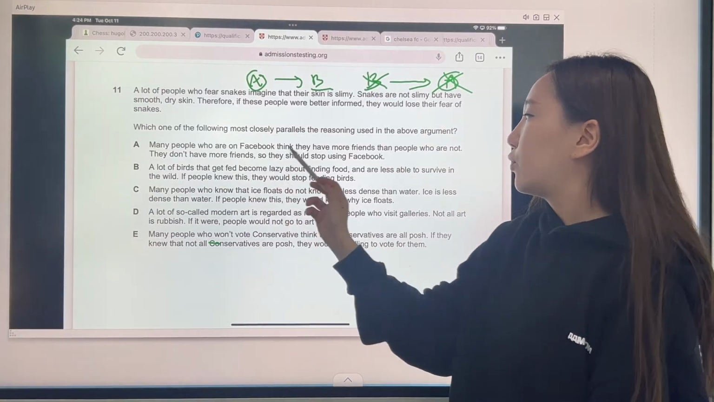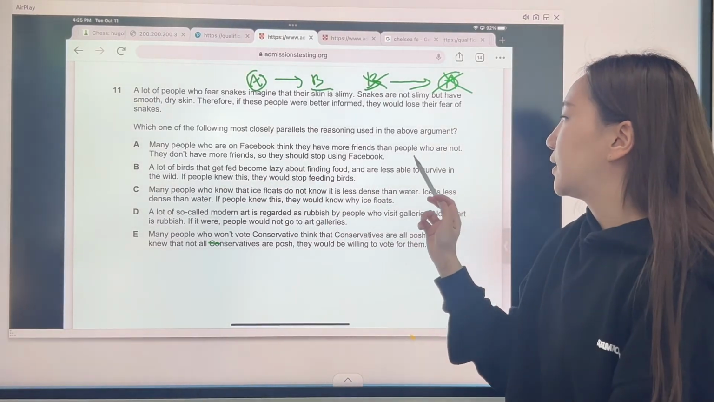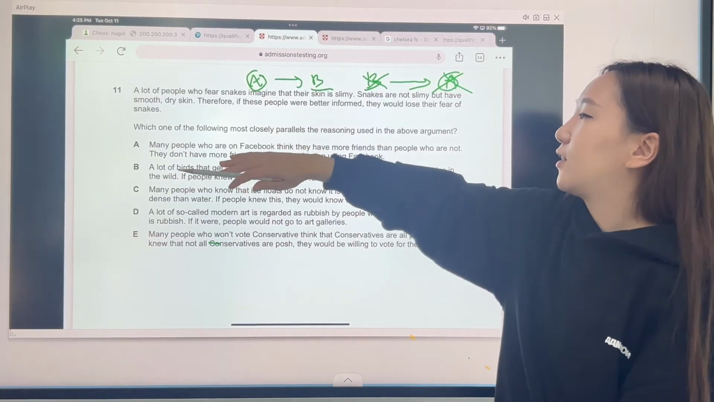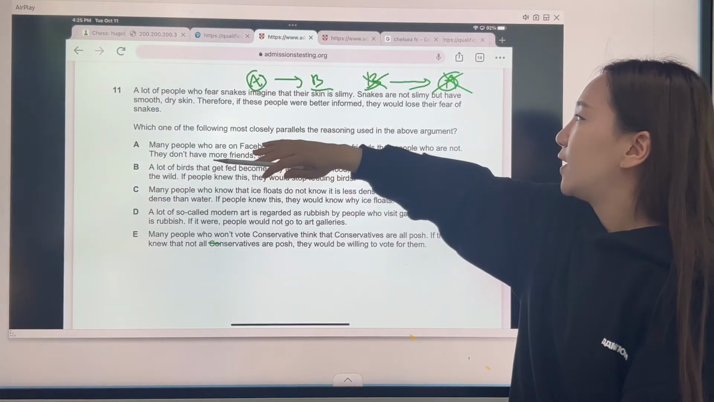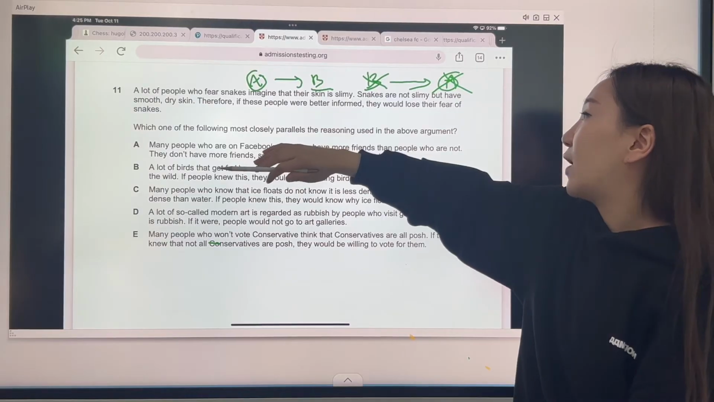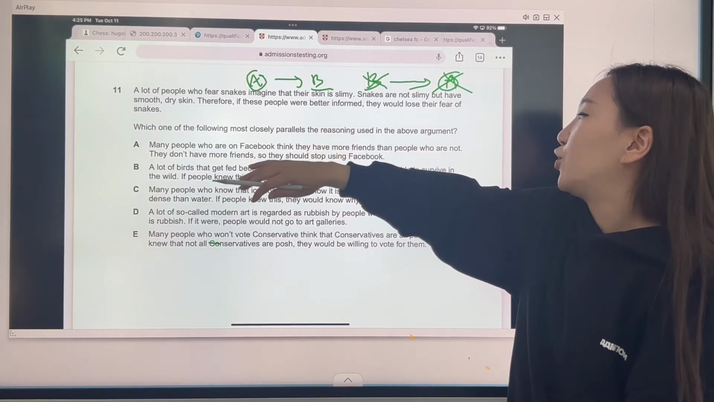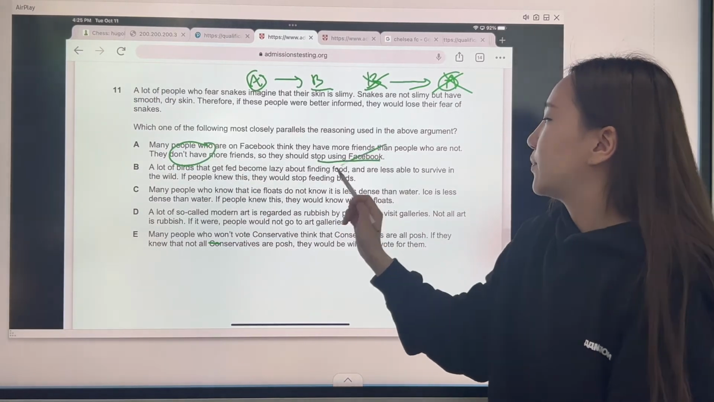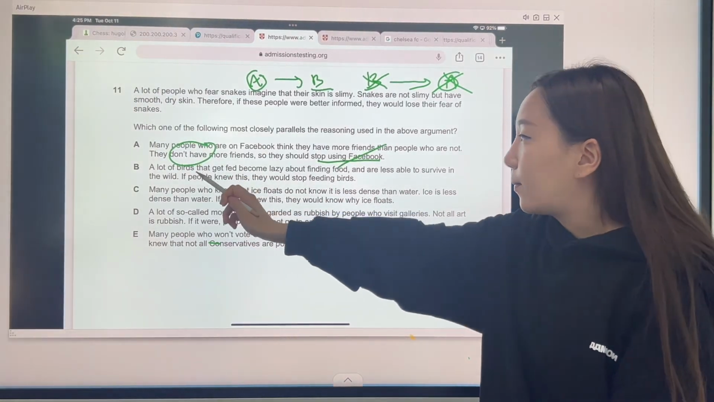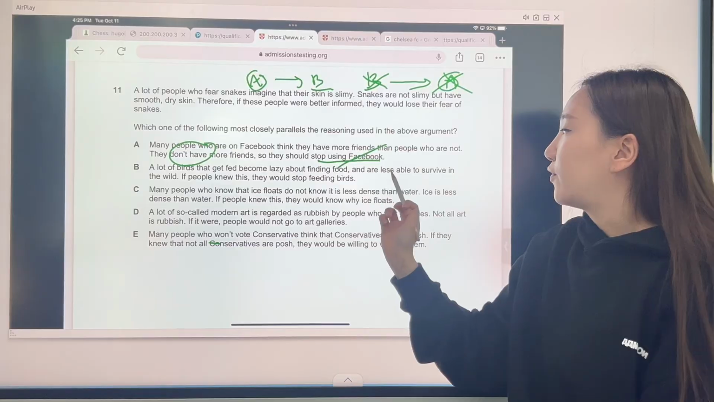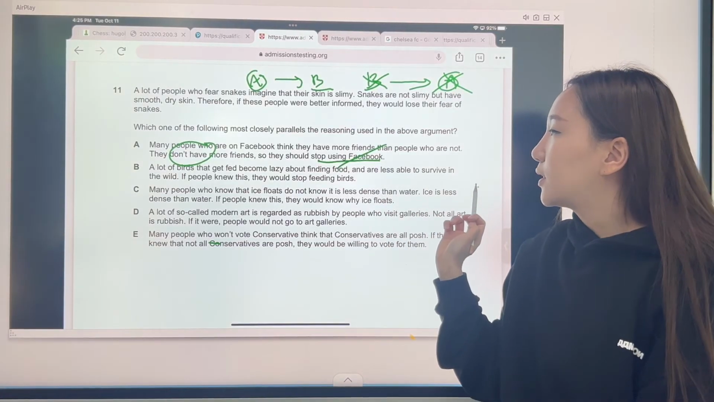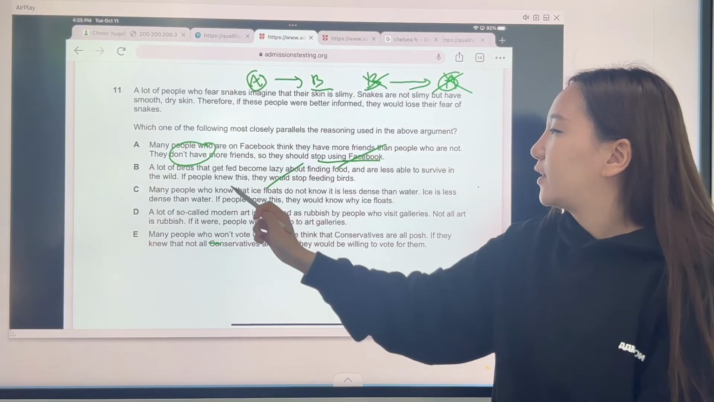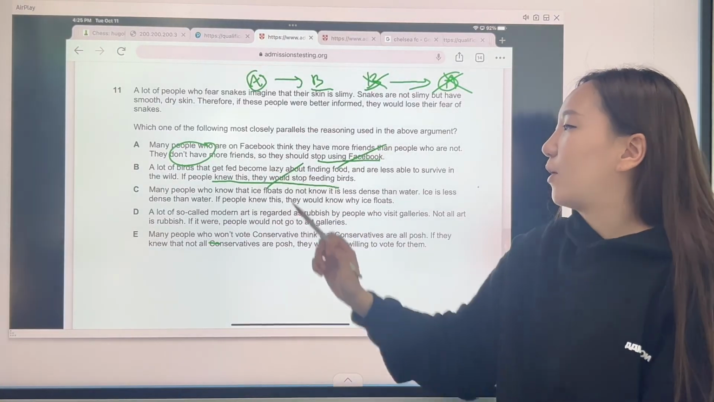So many people who are on Facebook think they have more friends than people who are not. Without looking at that, the rest of it should be something along the lines of they do not have more friends, and if they knew this, they would not think that they have more friends. Whereas it just says stop using Facebook. A lot of birds that get fed become lazy about finding food and are less able to survive in the wild. No, this is not repeated in any, it has to come out first.